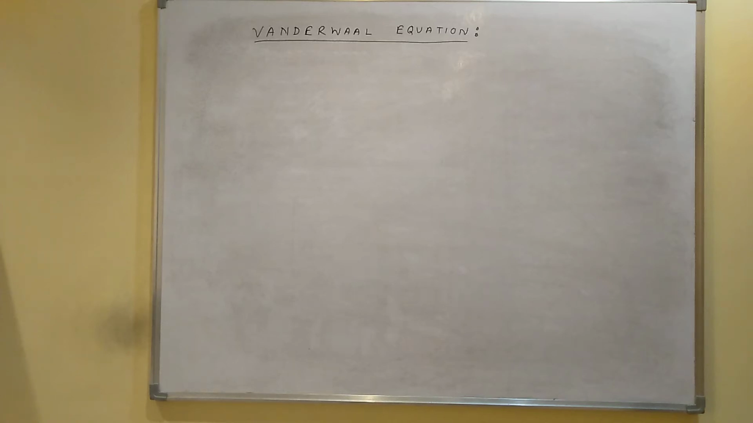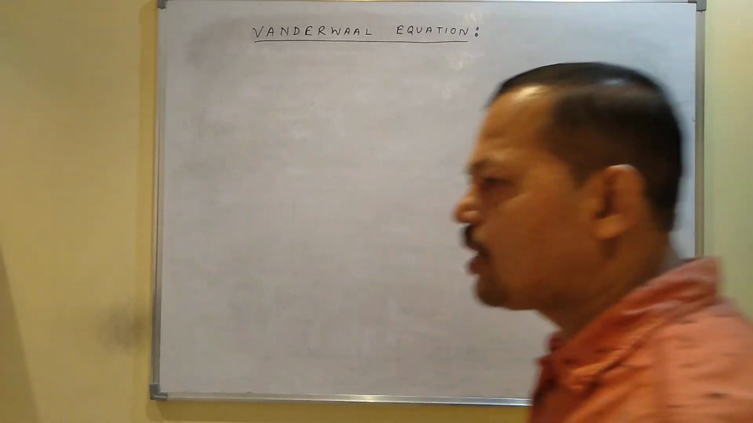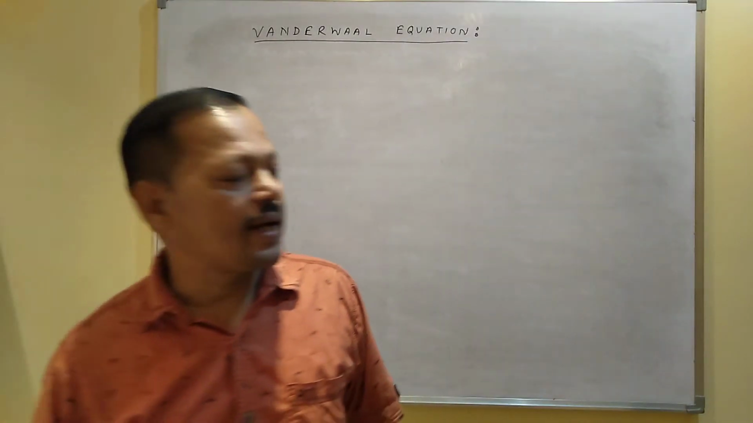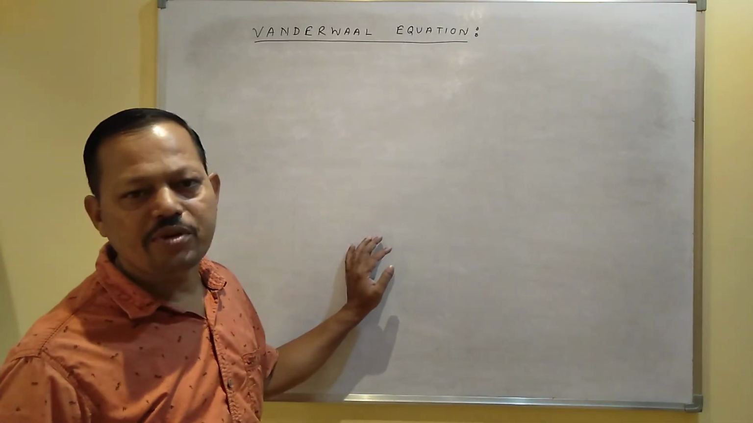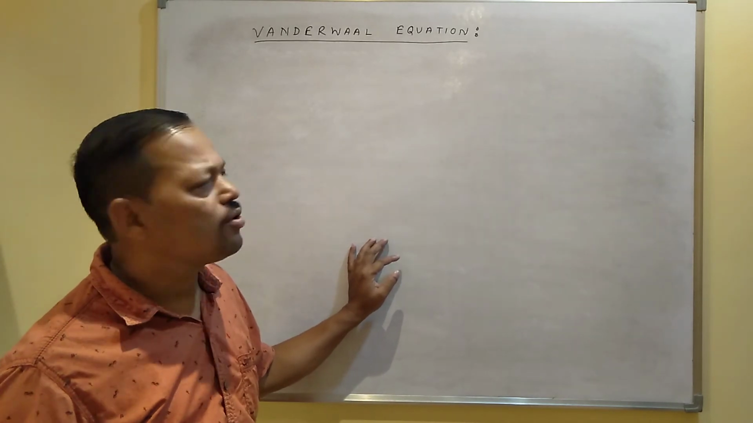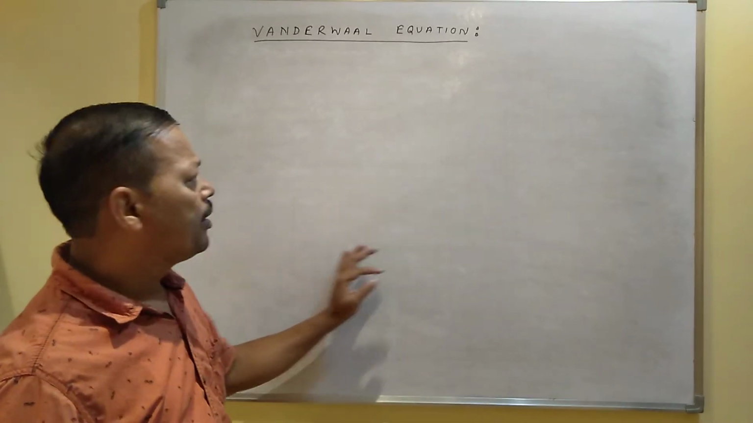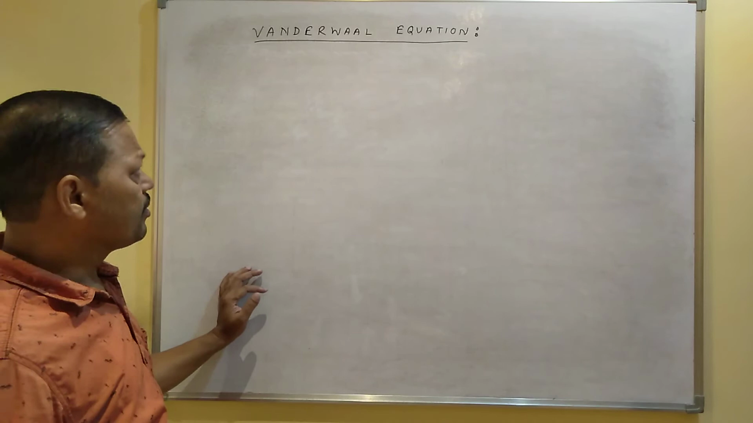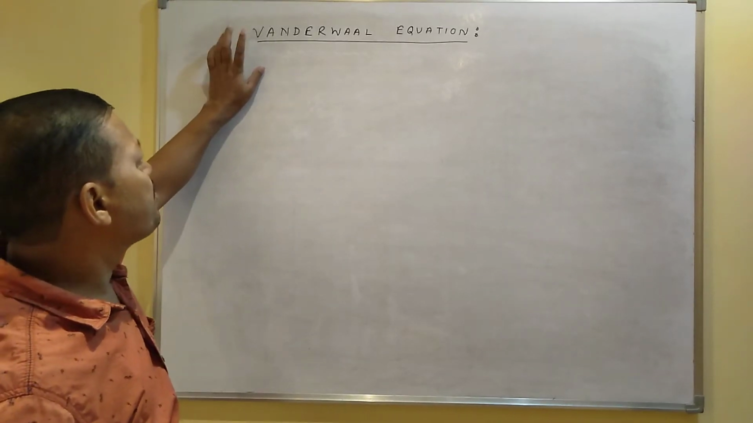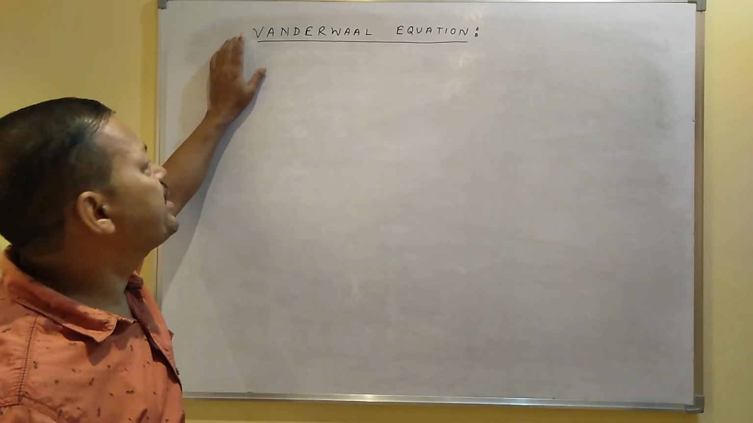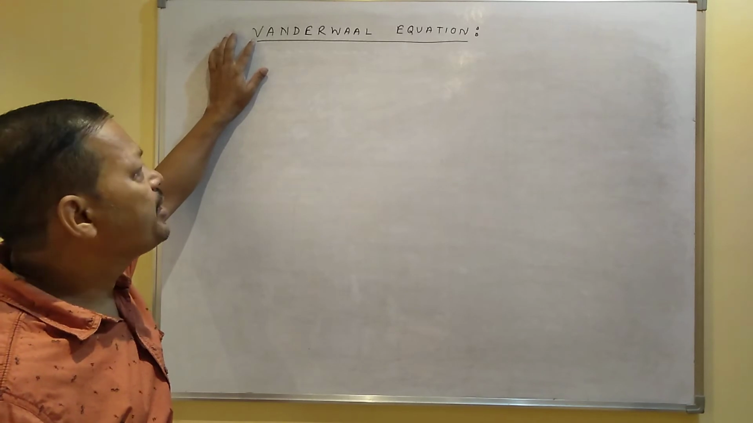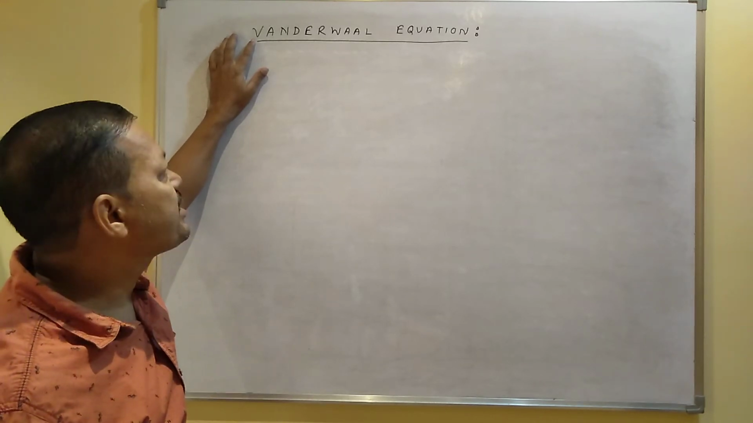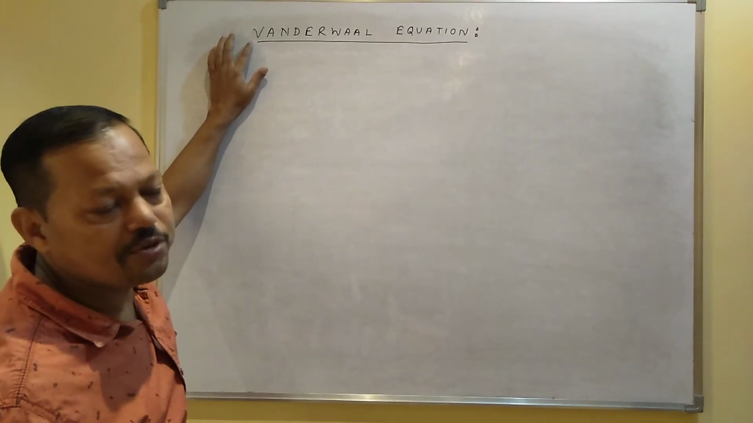Okay, now the van der Waals equation. What is the van der Waals equation? Most gases do not follow the ideal gas equation PV equals nRT; they are not said to be ideal gases. They are said to be real gases, and that is why van der Waals modified the ideal gas equation and gave one equation for the real gases, which is called the van der Waals equation.